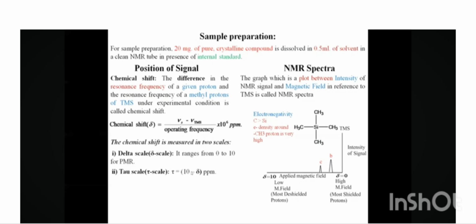Electronegativity. Carbon is more electronegative than silicon. Electron density around CH3 proton is very high.